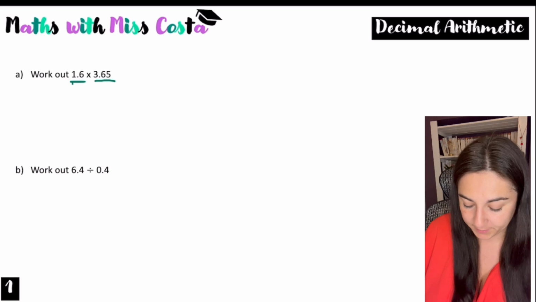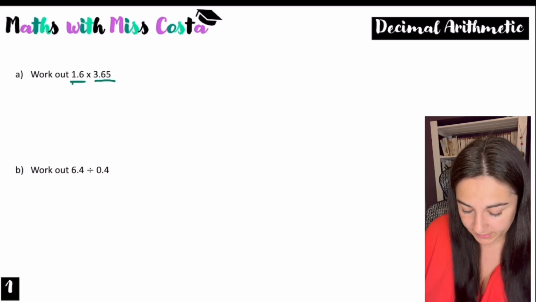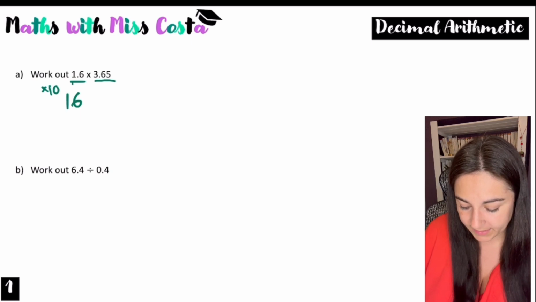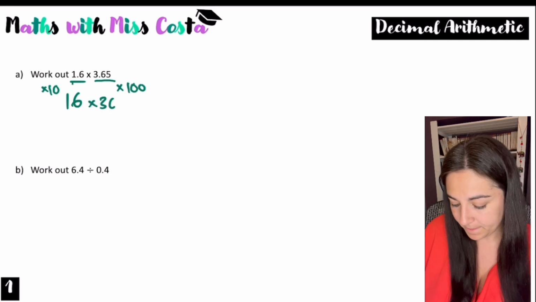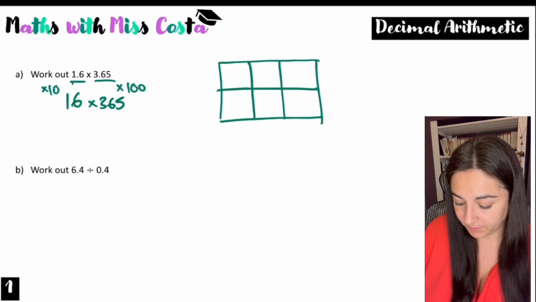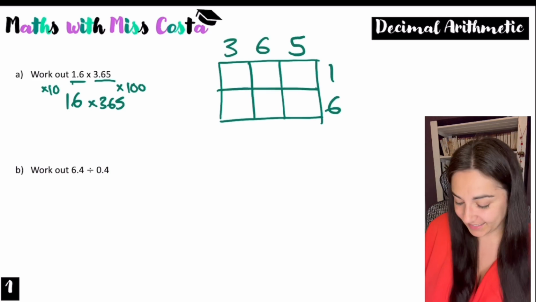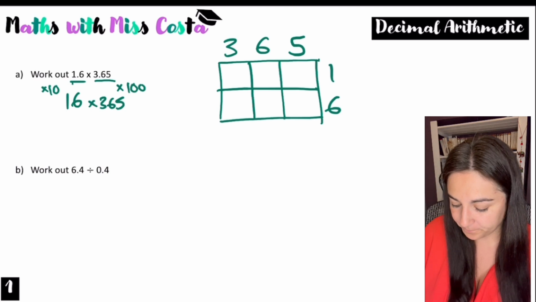So 1.6 times 3.65. If I wanted to turn these into whole numbers, I would multiply 1.6 by 10 to give me 16. And I'd multiply 3.65 by 100 to give me 365. Now I've got some nice whole numbers. What I can do is just multiply them. Now you can choose whichever method works best for you. I personally really like the lattice method, so I'm going to use that.